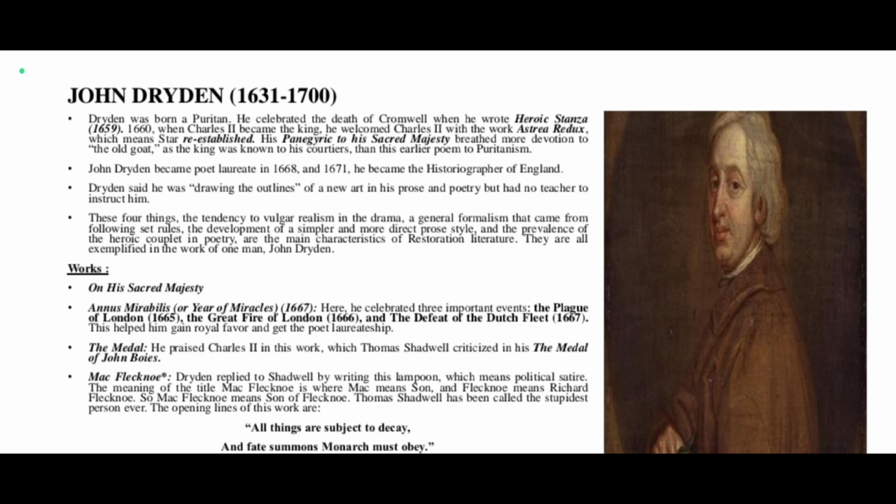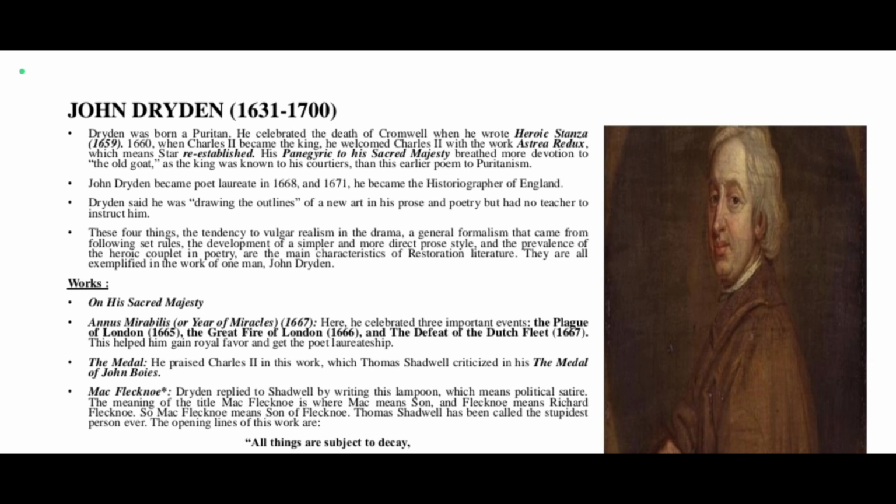John Dryden became poet laureate in 1668, and in 1671 he became the historiographer of England. Dryden said he was drawing the outlines of a new art in his poetry and prose, but had no teacher to instruct him. The four things: the tendency to vulgar realism in the drama, a general formalism that came from following set rules, the development of a simpler and more direct prose style, and the prevalence of the heroic couplet in poetry are the main characteristics of Restoration literature. They are all exemplified in the work of one man, that is John Dryden.